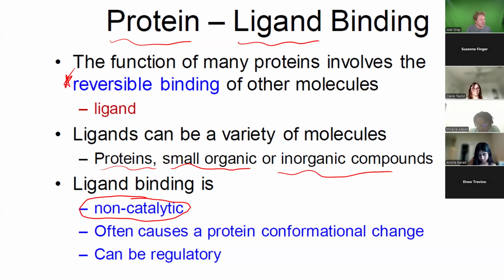Now, ligand binding is, most importantly, non-catalytic. It can be regulatory, and then this thing right here often causes a protein's conformational change. That term, conformation. I want you to think about a conformational change as a shape change. So in one shape, it binds and then the protein adopts a slightly different shape.